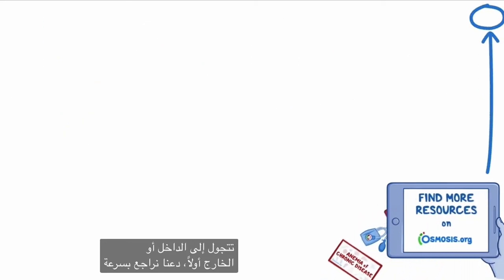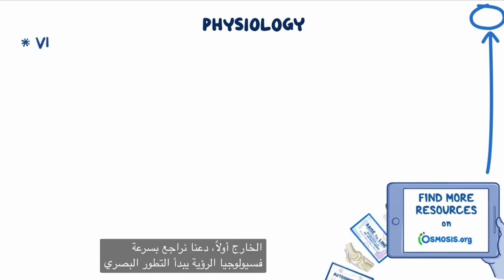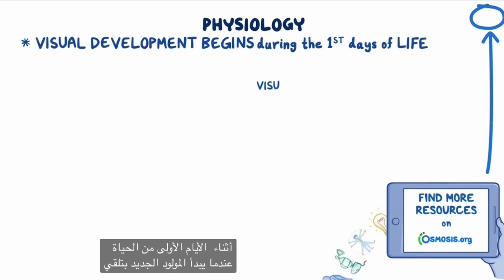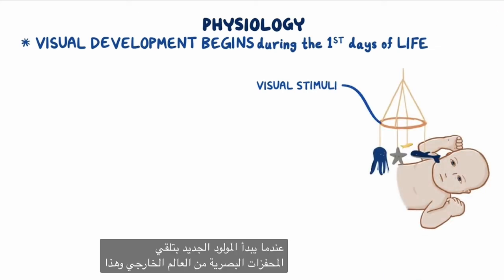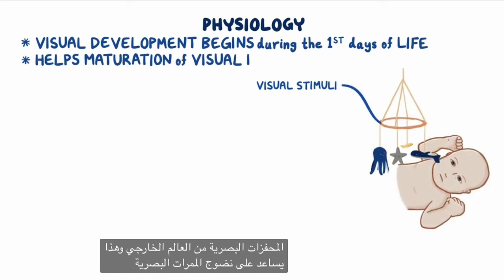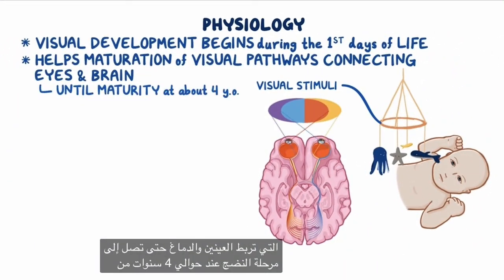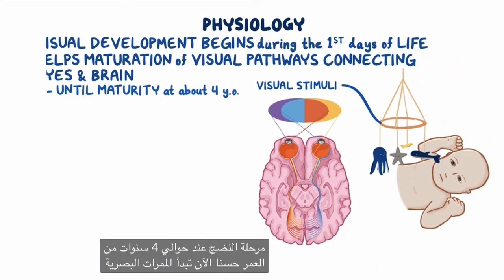First, let's quickly review the physiology of vision. Visual development begins during the first days of life, when the newborn starts receiving visual stimuli from the external world. This helps maturation of the visual pathways connecting the eyes and brain until they reach maturity at about 4 years of age. Okay, now the visual pathways begin in the eye.